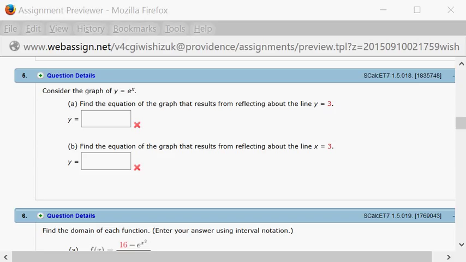Alright, let's look at the homework 1.5-1.6, problem number 5. We want to find the equation of the graph that results from reflecting the graph of y equals e to the x about the horizontal line y equals 3. Alright, so let's do that.